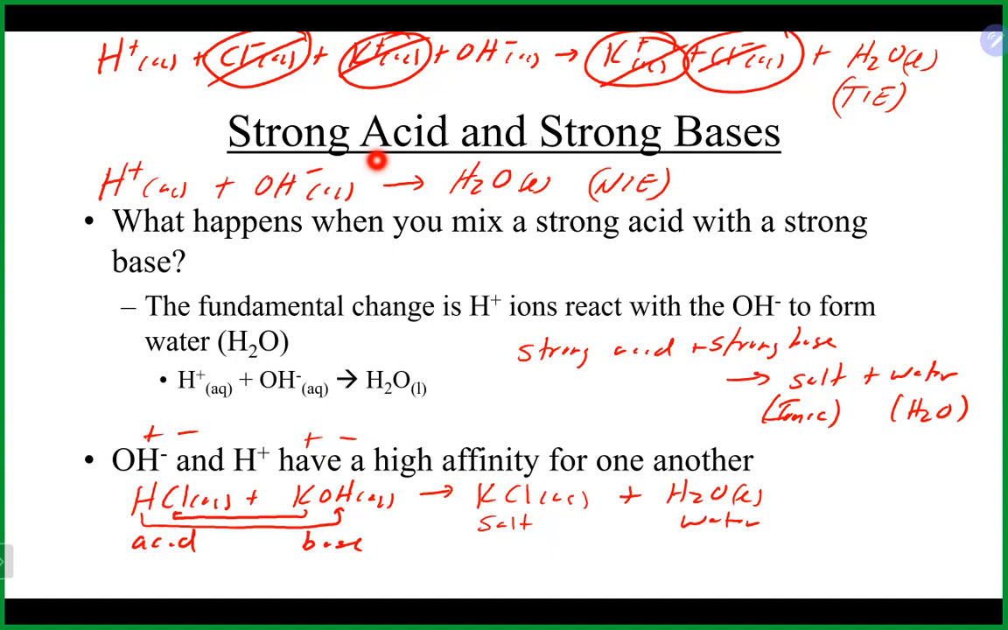Now, just to show you the difference to finish up, that's what happens, obviously, when you take a strong acid and strong base together. Because the strong acid and strong base are strong electrolytes, we would break them apart. But let's say we did this same sort of deal with a weak acid like hydrofluoric acid and, say, sodium hydroxide. In this case, this is a weak acid.